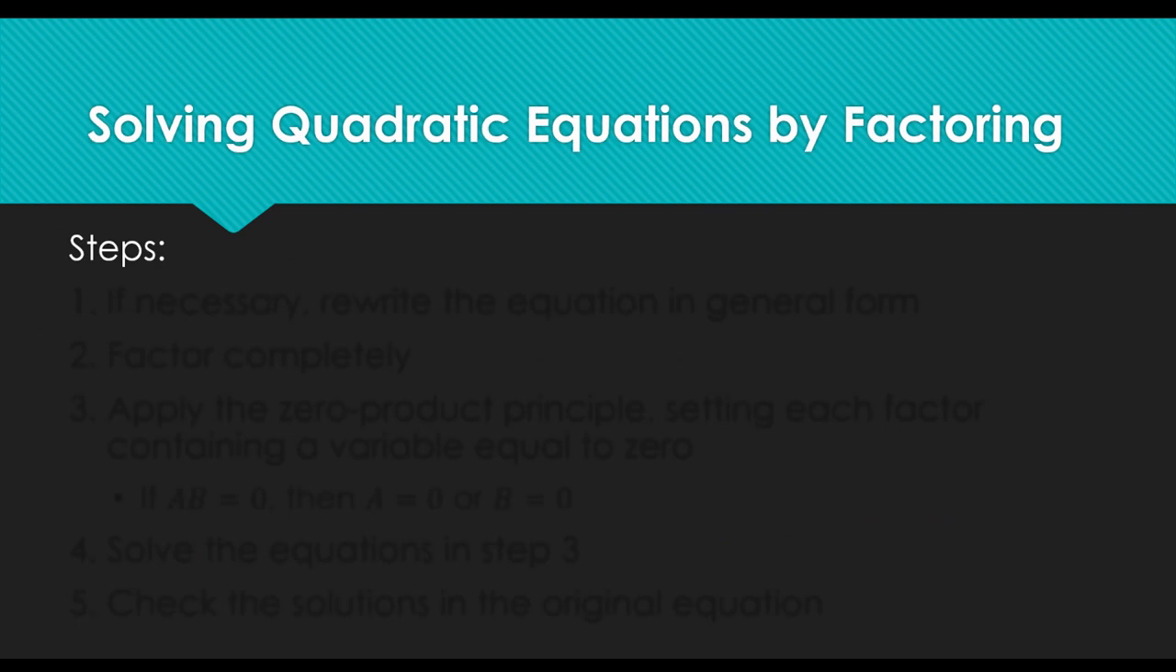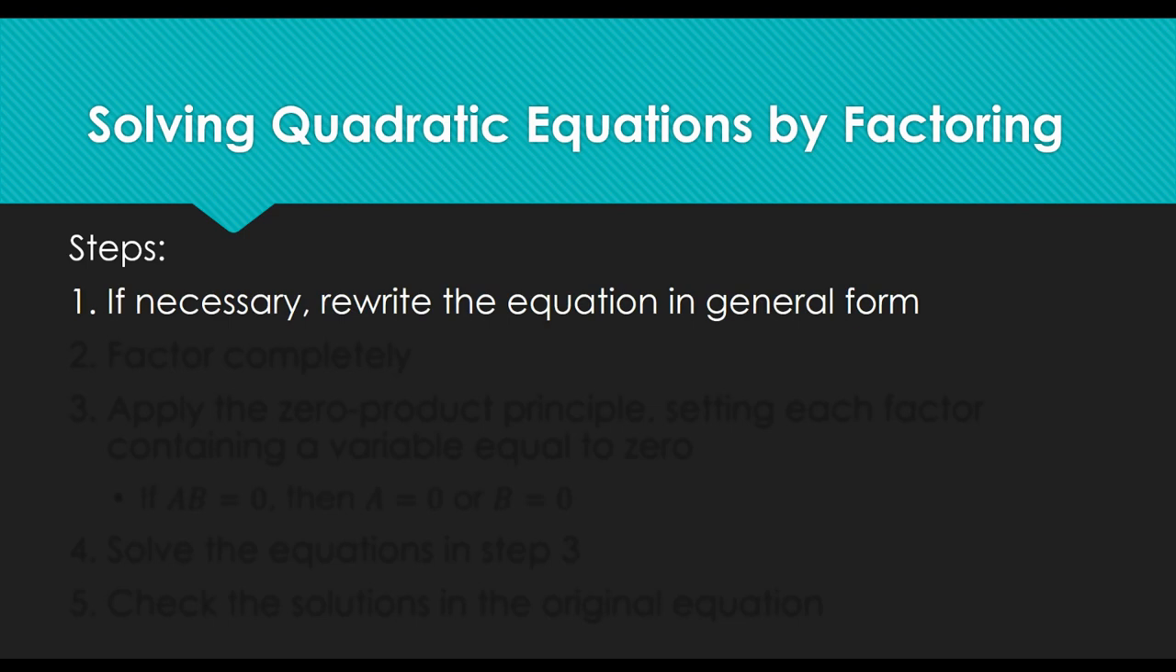So let's talk about how we would solve by factoring. Here are the steps. If necessary, rewrite the equation in general form. So we want everything to one side. We want it to equal 0. I do always want the x squared term to be positive. Once everything's moved to one side, we'll factor completely.